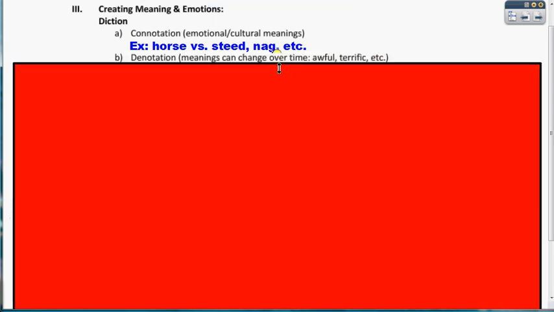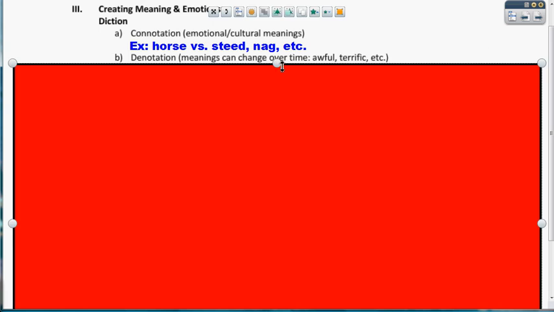We also have denotation, which is more like the dictionary definition of a word. So the denotation of a steed or nag would be horse. You also have to be careful though, because dictionary definitions change over time. Words like awful and terrific.